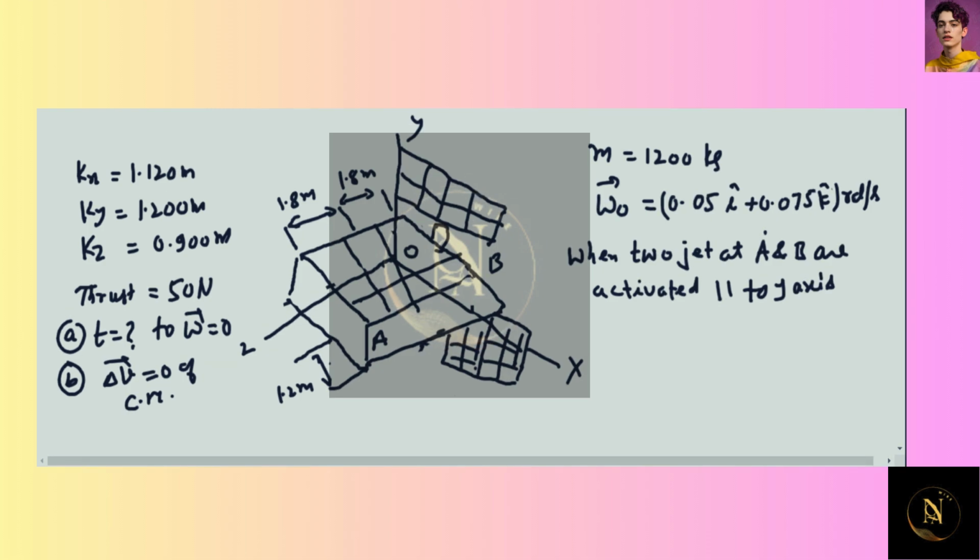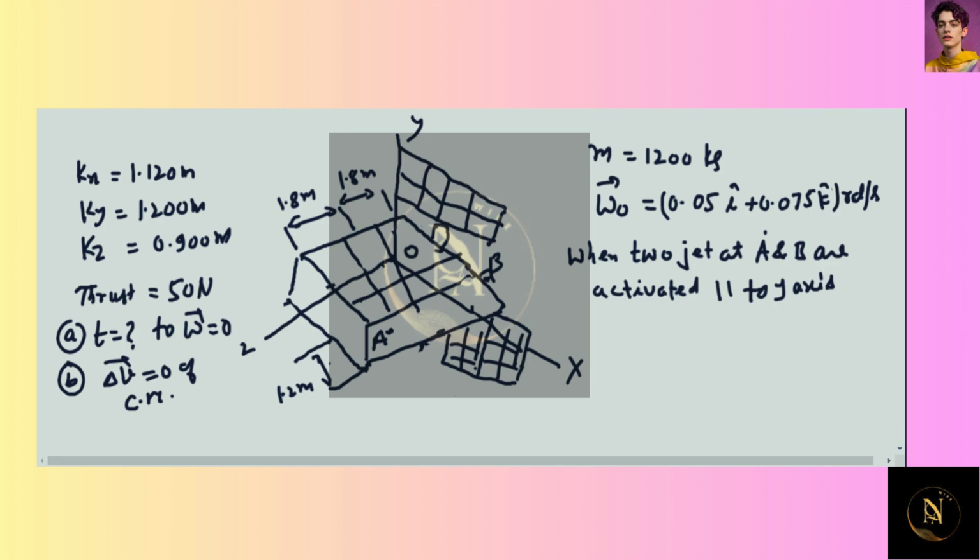In the given diagram there is a satellite of mass 1200 kg. It has an initial angular velocity of 0.05 i cap plus 0.075 k cap radian per second when two small jets are activated at points A and B, parallel to the y axis. Each produces a thrust of 50 Newton. We have to determine the operating time for the jets if the angular velocity of the satellite is to be reduced to zero.